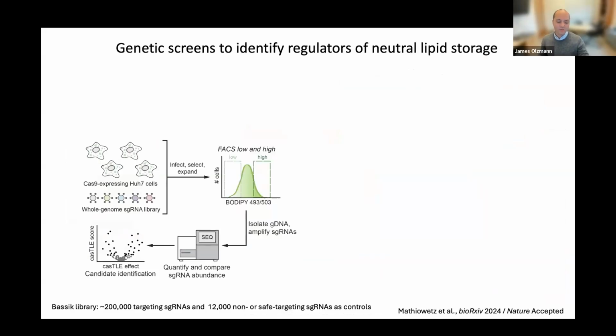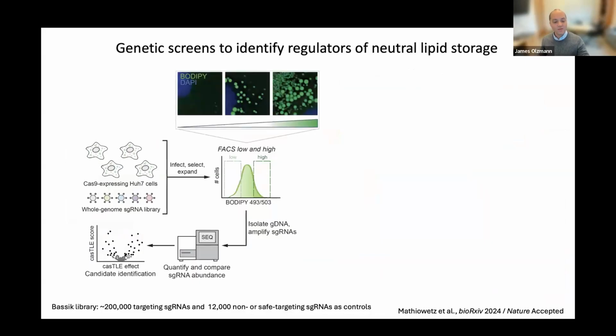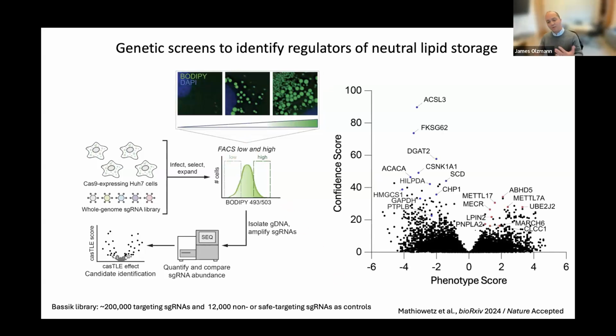In this case, we performed a FACS-based screen. We used BODIPY 493/503 to mark lipid droplets. You can see here cells with basal lipid droplets, or in which we've induced lipolysis or loaded with fatty acids. We can then sort these on a fluorescence activated cell sorter for low and high, and then do deep sequencing. Here we have a much more complex volcano plot indicating the genes that are regulating lipid droplet formation.